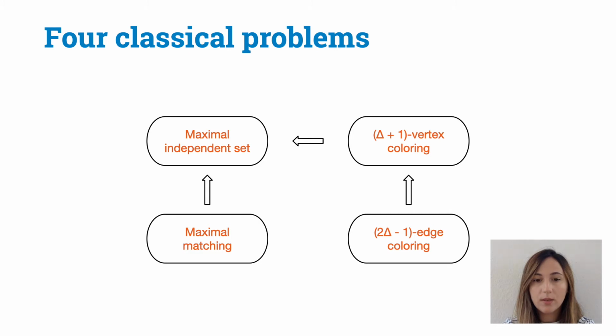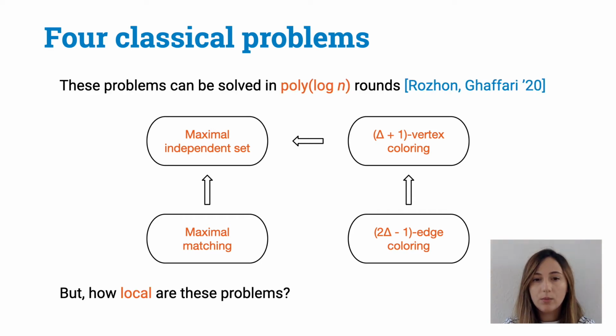Over the years, there has been a lot of progress in understanding the complexity of these problems. A very recent breakthrough result from Rozhoň and Ghaffari shows that these problems can be solved in polylog n deterministic rounds. This result essentially says that these problems can be solved efficiently with deterministic algorithms, but we also know that in the case where the maximum degree of the graph is small, these problems can be solved much faster.